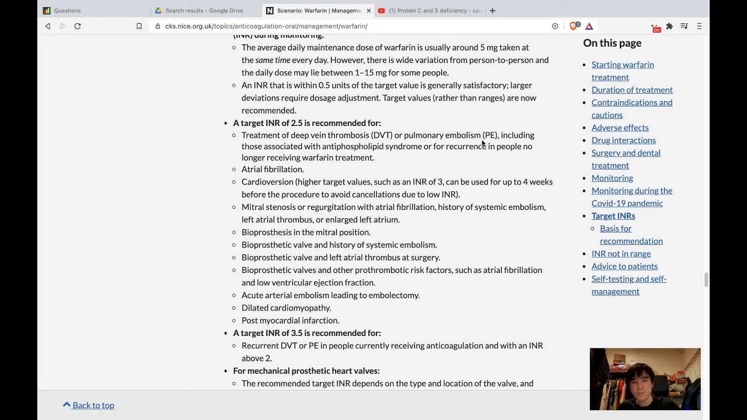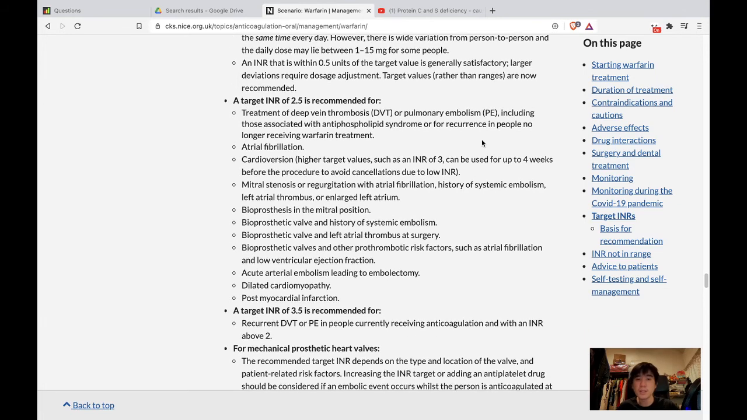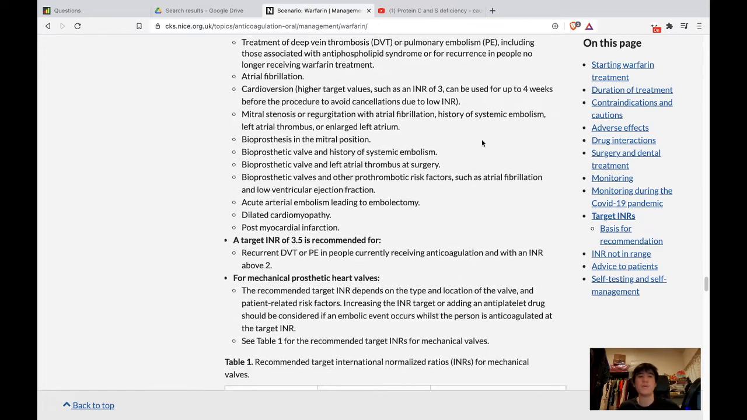With bioprosthesis in the mitral position, bioprosthetic valve, and history of systemic embolism, bioprosthetic valve and the left atrial thrombus at surgery, bioprosthetic valves, and the prothrombotic risk factors such as atrial fibrillation and low ventricular ejection fraction. Acute arterial embolism leading to embolectomy, dilated cardiomyopathy, post-myocardial infarction. A target INR of 3.5 is recommended for recurrent DVT or PE in people currently receiving anticoagulation and with an INR above 2.